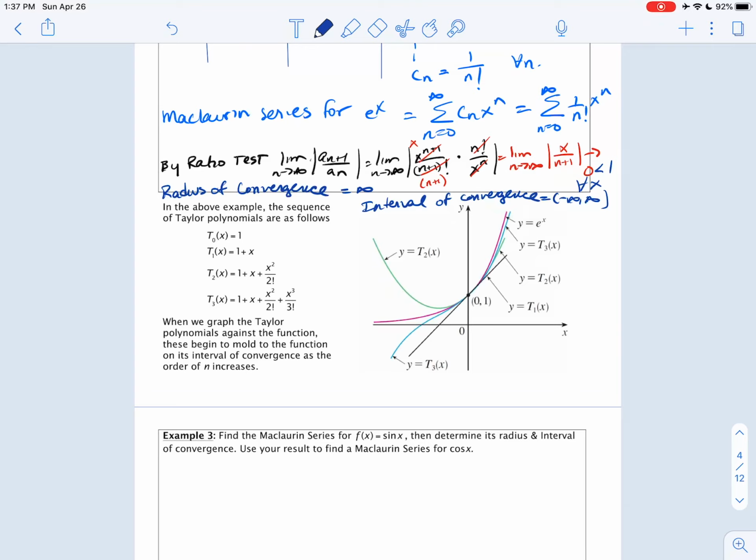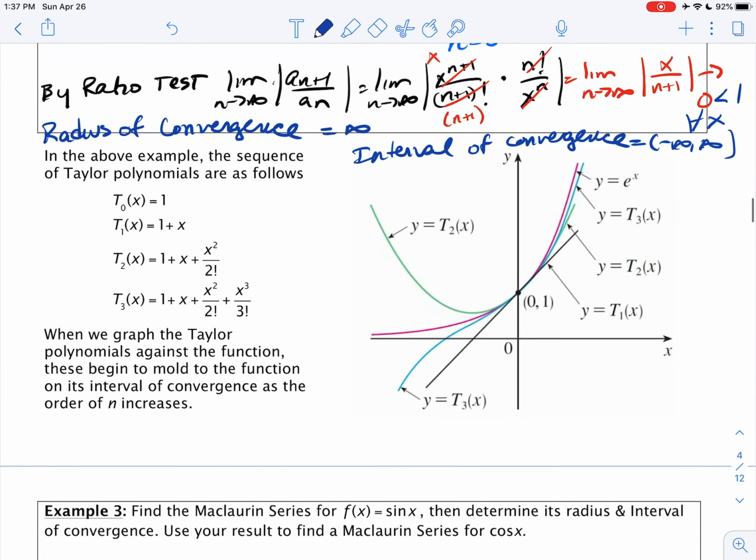So in this example, the sequence of Taylor polynomials are as follows. T sub 0 is equal to 1. That is the sum of the first 1 terms. T sub 1 of x is 1 plus x, and T sub 2 of x is 1 plus x plus x squared over 2 factorial. And remember, these are sequences of Taylor polynomials. This is the sequence of partial sums. And just to be clear, this would be the Taylor polynomial of order 3 or degree 3.